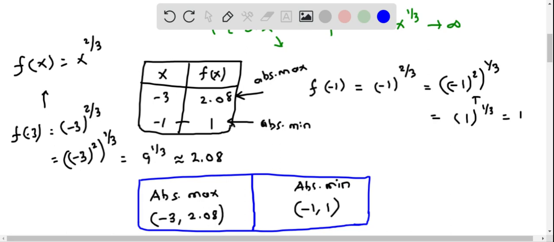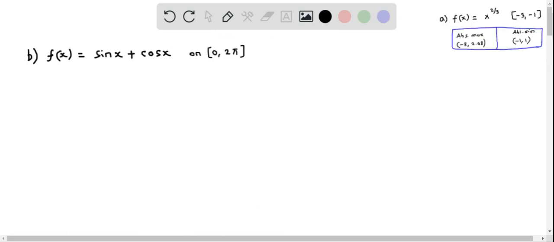We now determine the absolute extrema of this given function f of x equals sin x plus cos x within the interval 0 to 2 pi. So first, let's determine the critical point of this function. The critical point of the function occurs where the first derivative equals 0. So first, let's find the derivative of this function by differentiating both sides with respect to x.